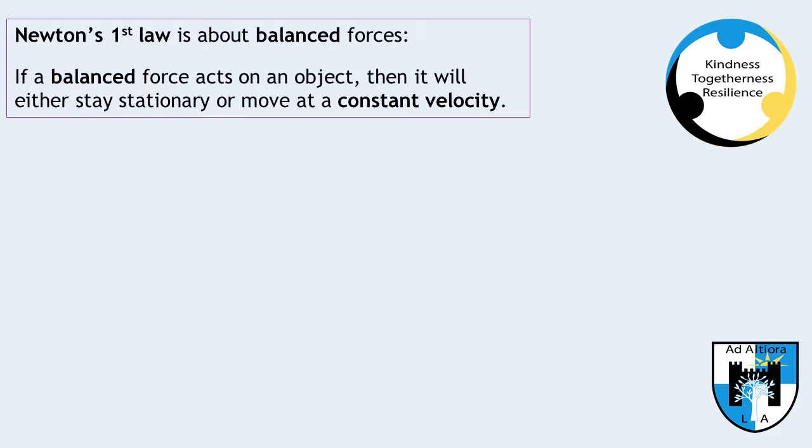The first one is about balanced forces. If a balanced force acts on an object, then it must either stay stationary or move at a constant velocity. Now, stationary is actually a constant velocity of 0, so it is basically just moving at a constant velocity. Anytime you see the words constant velocity, stationary, or balanced force in a question, then you know that Newton's first law must apply. And you've got to start recognizing that and putting these keywords together with the concepts that they represent.